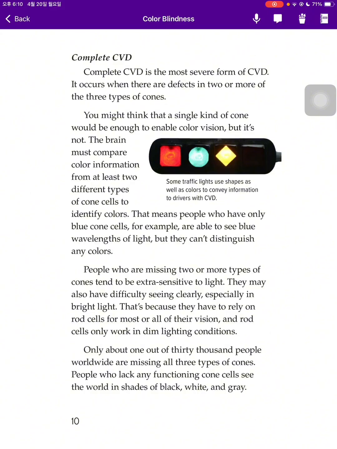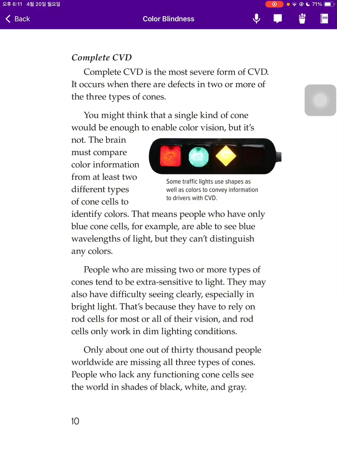That means people who have only blue cone cells, for example, are able to see blue wavelengths of light, but they can't distinguish any colors. People who are missing two or more types of cones tend to be extra sensitive to light. They may also have difficulty seeing clearly, especially in bright light. That's because they have to rely on rod cells for most or all of their vision, and rod cells only work in dim lighting conditions.